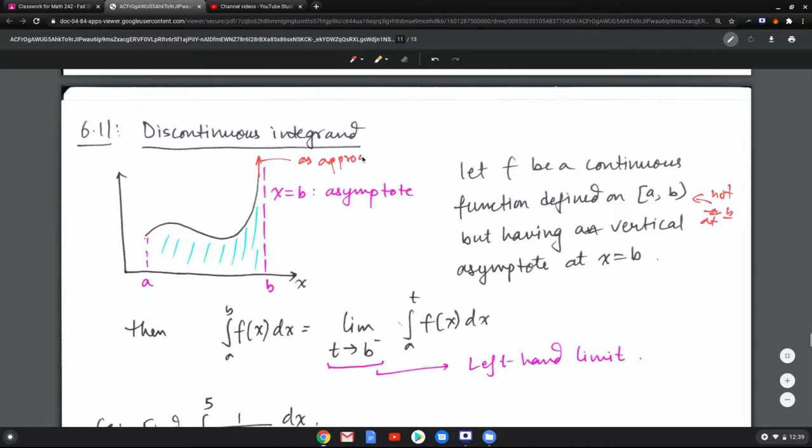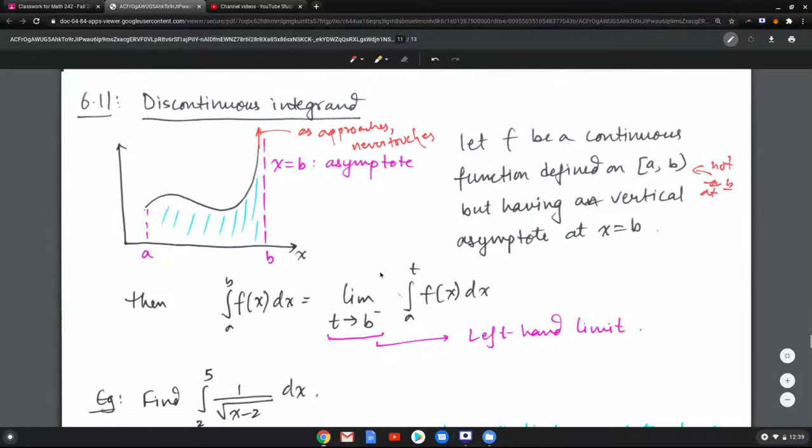Approaches but never touches. Then what we say is the integration a to b f(x) dx becomes integration a to t f(x) dx. So again, we use a dummy variable t, but we let t approach b from the left-hand side, from the left side. So that's why we write it as t approaching b negative.